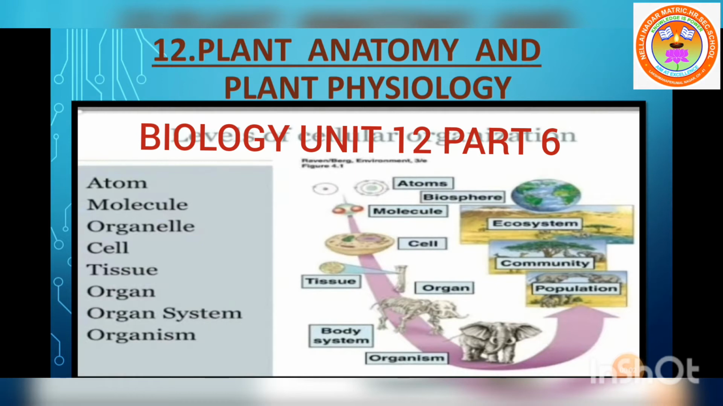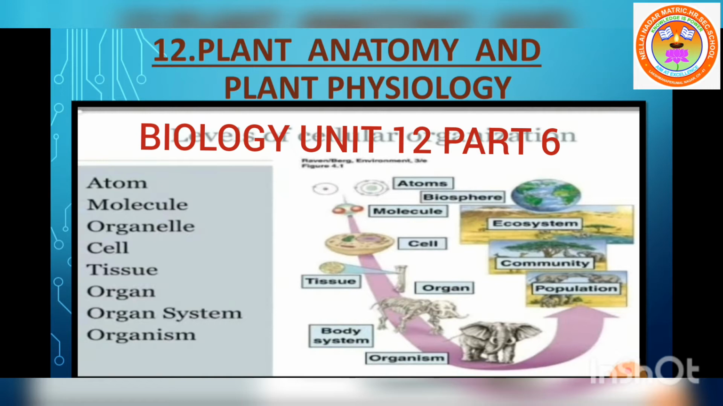Very good morning, students. Today we are going to discuss the primary structure of dicotyledonous stem. We are all very familiar with the levels of cellular organization. Atoms group to form molecules, molecules into organelles, organelles into cells, cells group to form tissue, tissue group to form tissue system, tissue system group to form organ, and organ into organ system into organism.